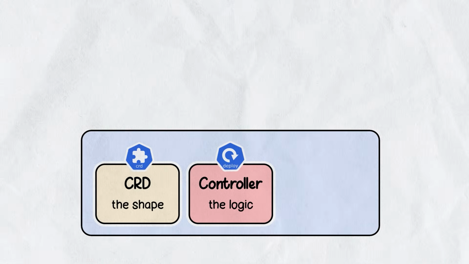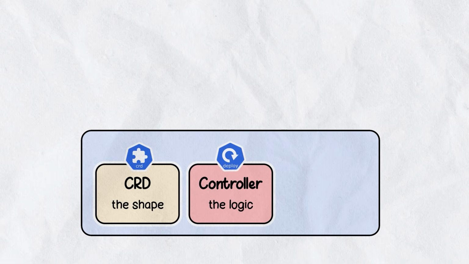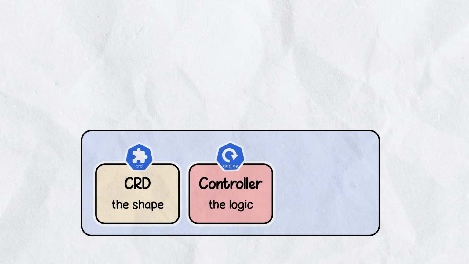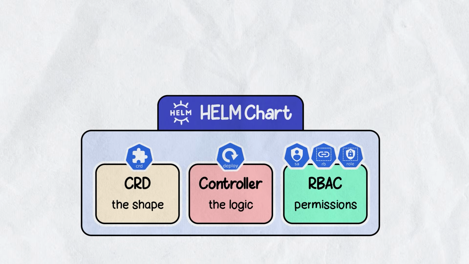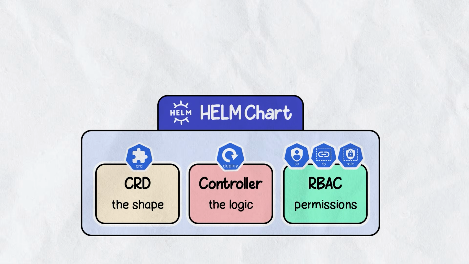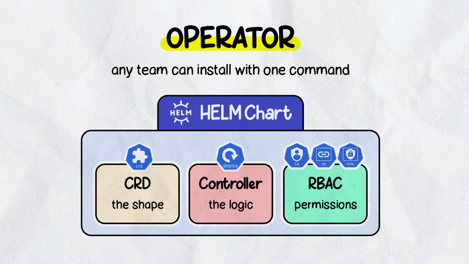But how can you ship it to other teams? So you package that CRD, the controller deployment, and all the RBAC rules together into a single Helm chart someone can install with one command. That bundle is called the operator. Install it and your cluster gains a new capability it didn't have before.